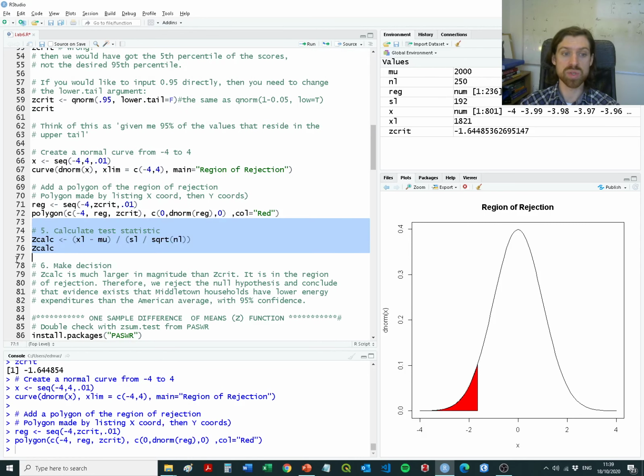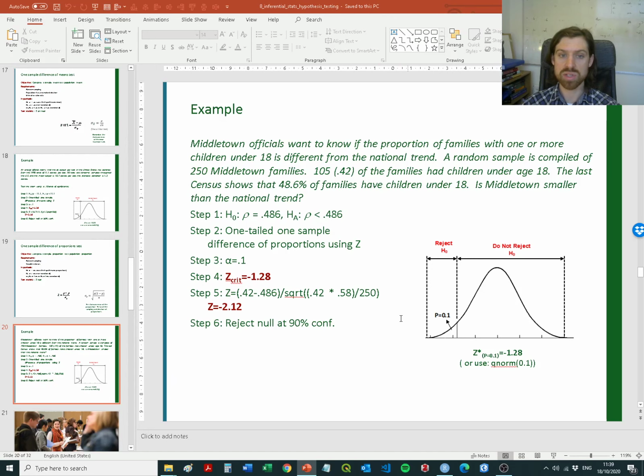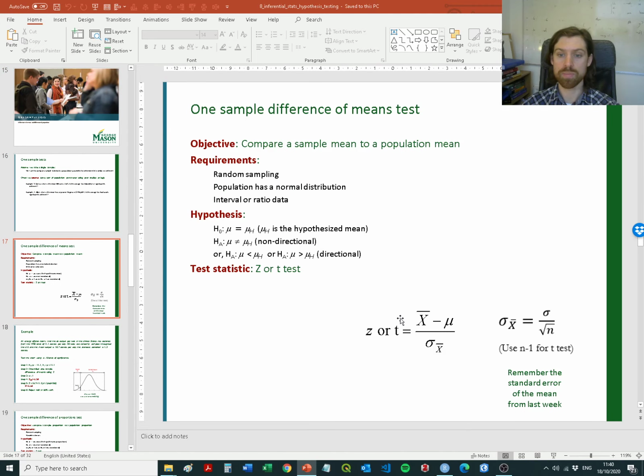And now what we need to do is calculate the test statistic. Let me go back to the lecture slides, and I can show you the math. To get our Z or T score, we need to subtract the population mean from the sample mean, and divide it by the standard error of the mean.